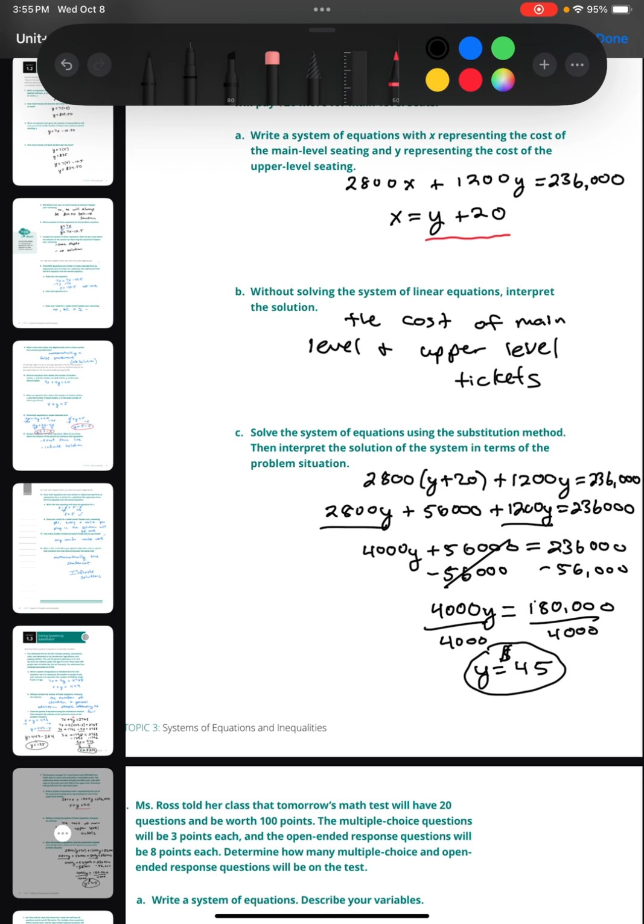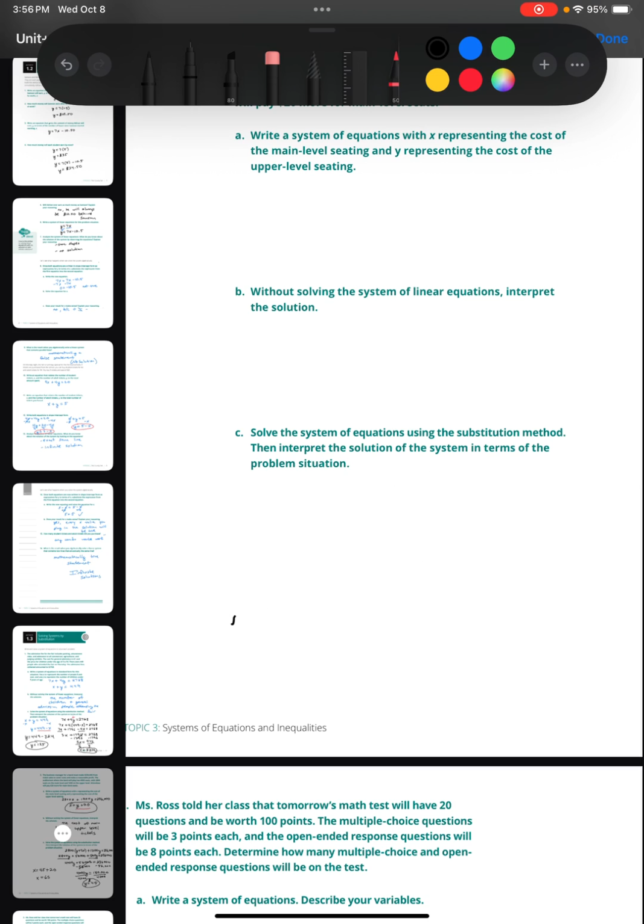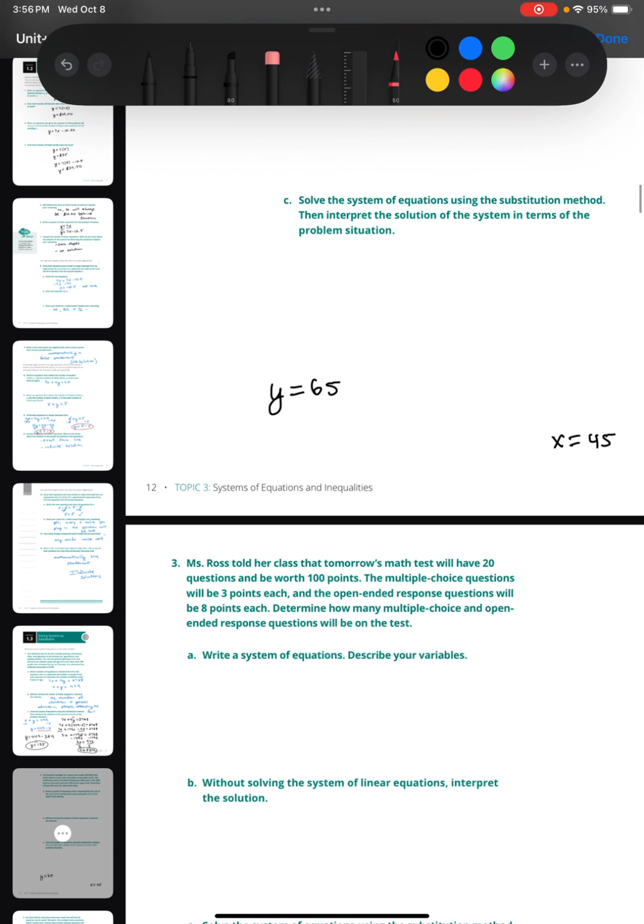And then again, if we want to plug that back in, plug it into this one here. That's x equals y plus 20. Be the easiest one to plug it into. Either one would work. That's just the easiest. So y plus 20, 45 plus 20. And we're going to find that x, the cost of main level tickets, is 65, and y was 45. I accidentally hit that delete button again. If you need to go back and find that, just rewind the video, but that was 65 and y was 45. You can rewind it and get all that filled in if you had not completed that quite yet.